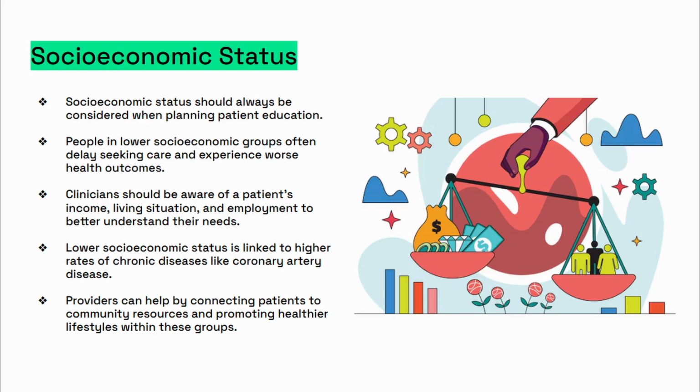Clinicians should take time to understand each patient's situation, including their income, living conditions, and employment status, to better tailor care and education to their patient. Studies have shown that lower socioeconomic status is closely linked to higher rates of chronic diseases such as coronary artery disease. While healthcare providers can't eliminate poverty or fully solve access issues, they can still make a positive difference by connecting patients to community resources, offering guidance on affordable care options, and promoting healthy lifestyle habits. Clinicians can help improve health outcomes.